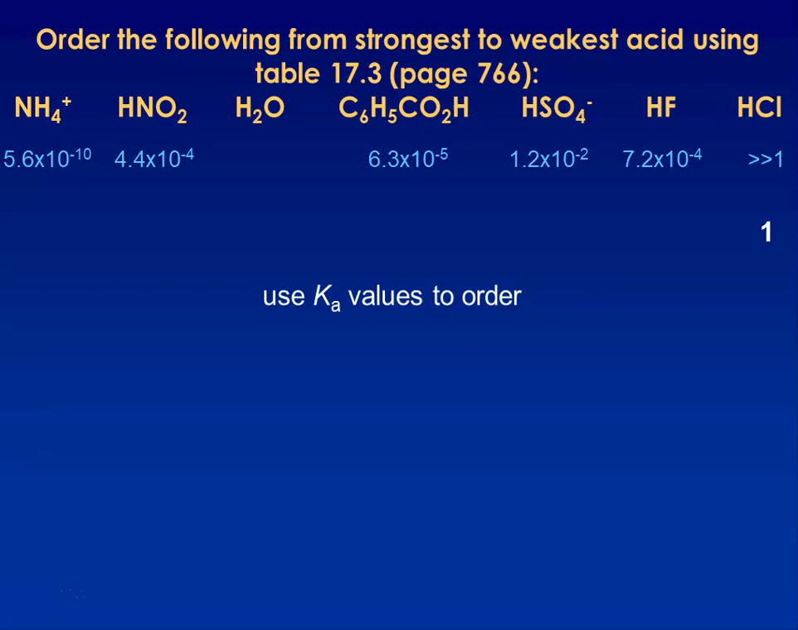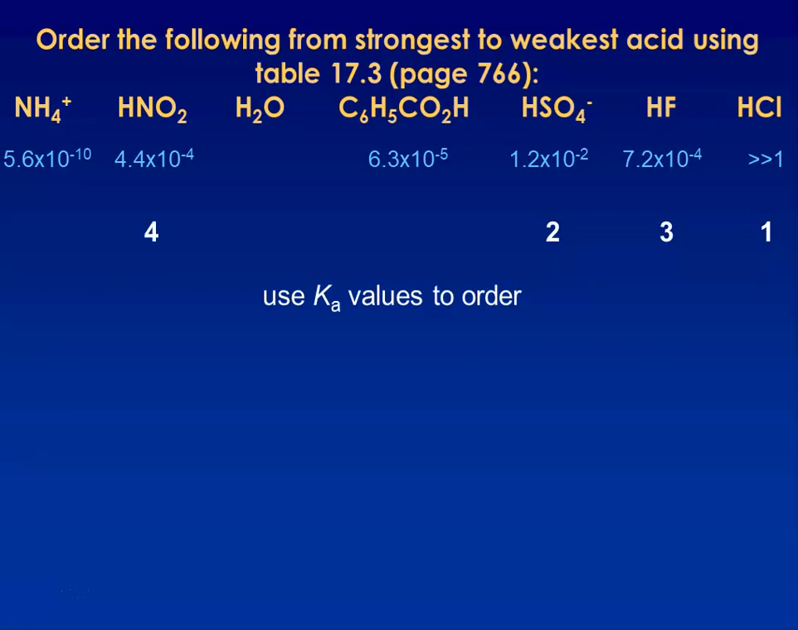And now I look at my Ka values. The ones that are closer to 1 are for the stronger acids. So that would be HSO4 minus. I have 2 that are at 10 to the negative 4th, but HF has a slightly larger value, so it would be the next strongest, then HNO2.